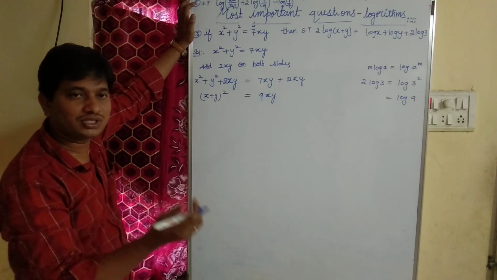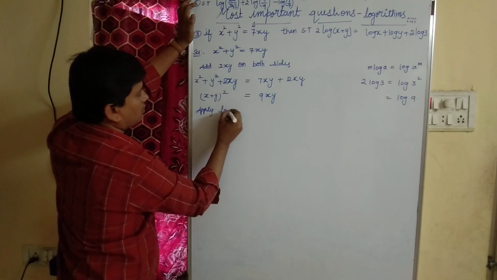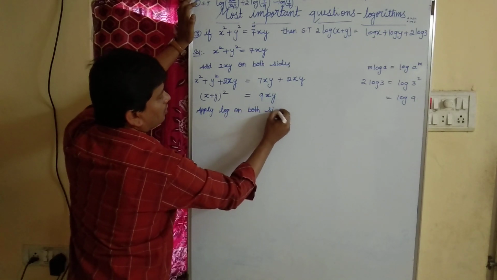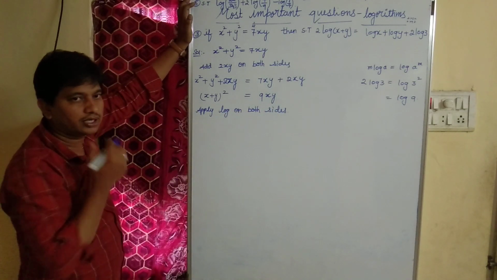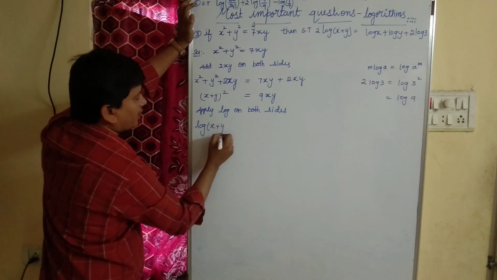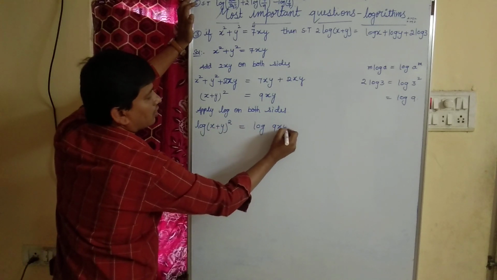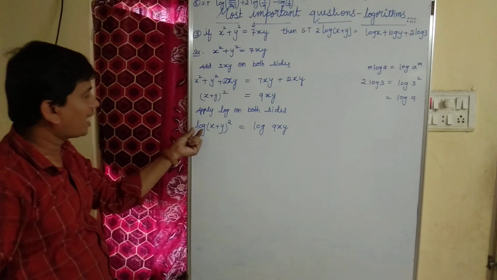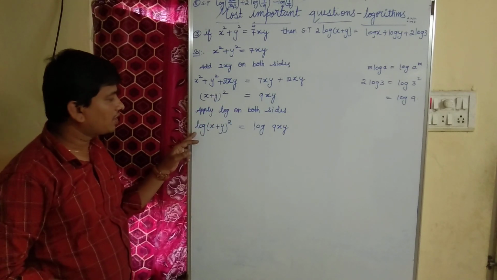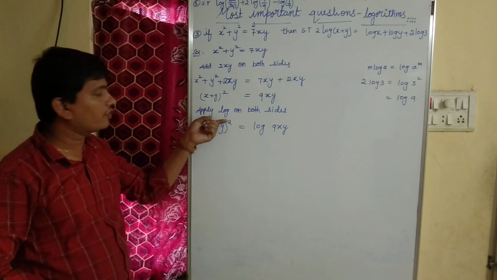Now what to do? Apply log on both sides. We have to apply log on both sides, right? I mean log of x plus y whole square equal to log 9xy. We added log on both sides, right? Now which is in the form of log a power m. What is the formula of log a power m?